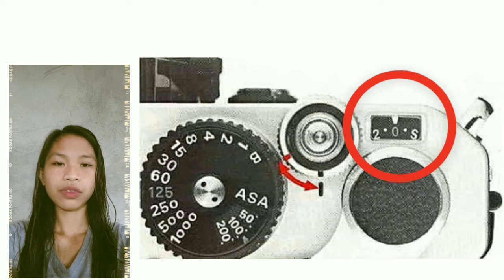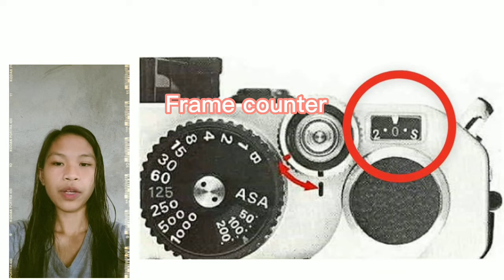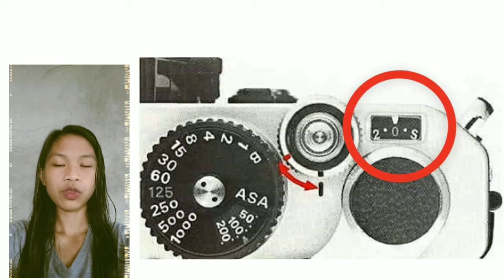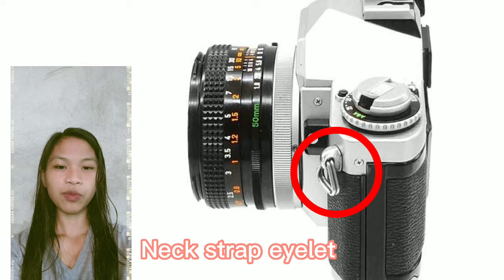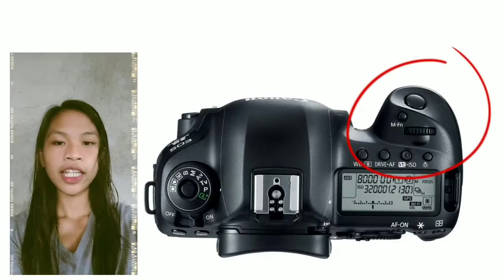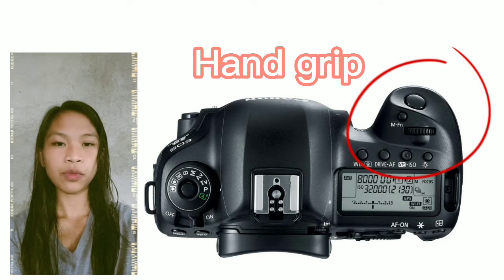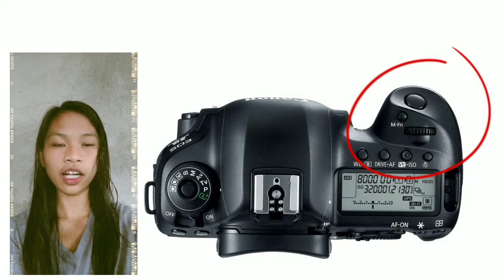Next is the frame counter, an indicator in roll film cameras that shows the number of frames that move through the camera. The frame counter is located in the upper part of the multiple exposure lever. Next is the neck strap eyelet, a small ring that holds a strap to help carry the camera. Next is the hand grip. It is a protrusion on the right hand side of the camera that is ergonomically shaped to be comfortable when held in the hand.